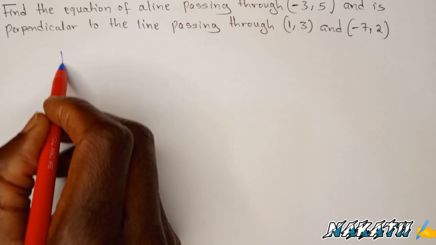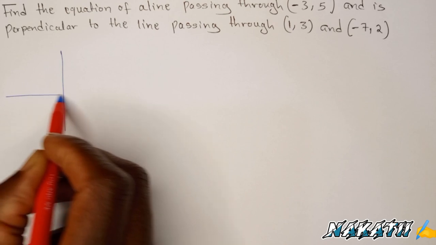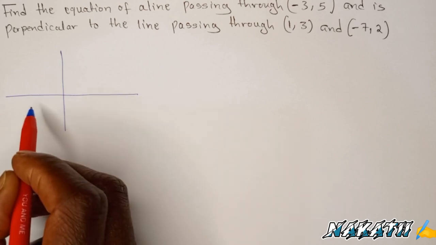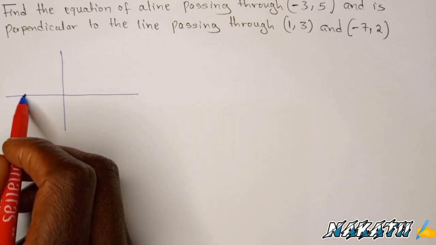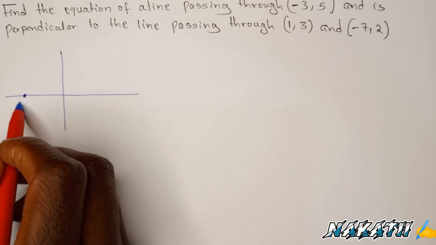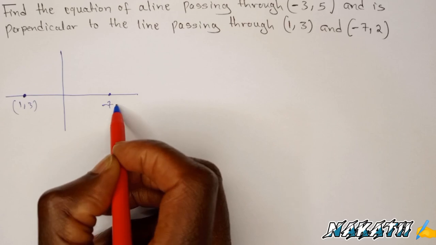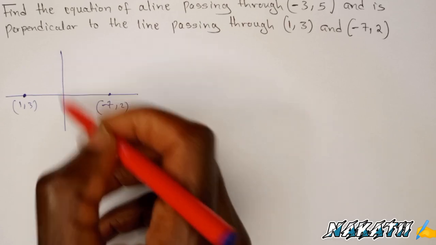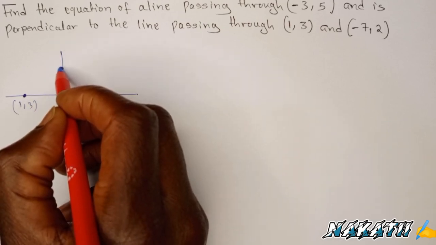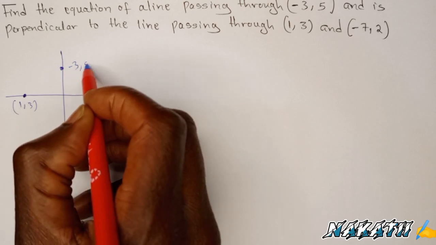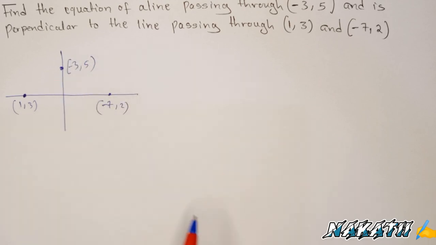So we can have two lines that are perpendicular. I'm assuming there's this one that is passing through point (1, 3) and another point (-7, 2). Then we have this other one that is passing through point (-3, 5). So this is just a sketch, and now we can easily see how they look.